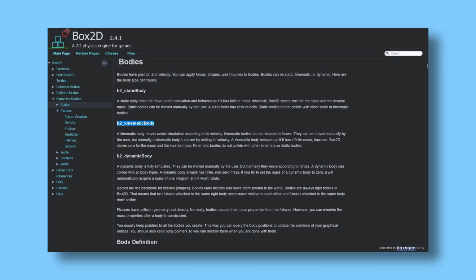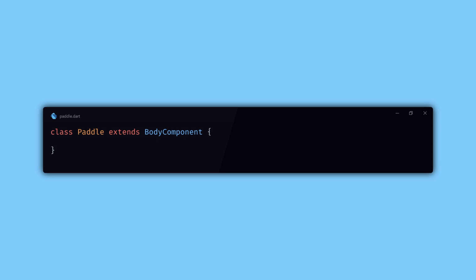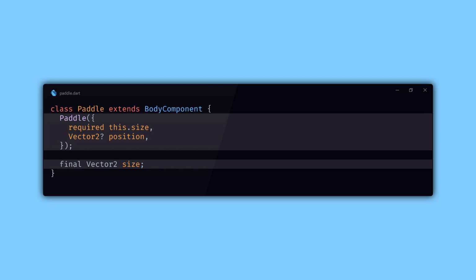Okay, now let's add the paddle to our game. The paddle will be a kinematic body, allowing it to move left and right in response to the player input without being affected by other bodies and forces. First, we need to create a Paddle class that extends BodyComponent in the paddle.dart file. In the constructor, we take the size of the paddle and an optional position as input parameters.